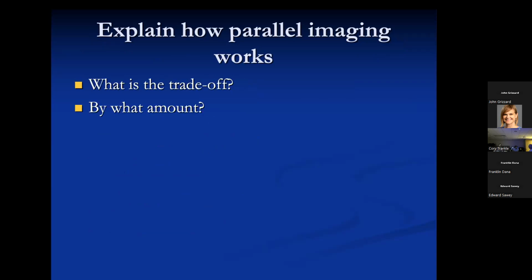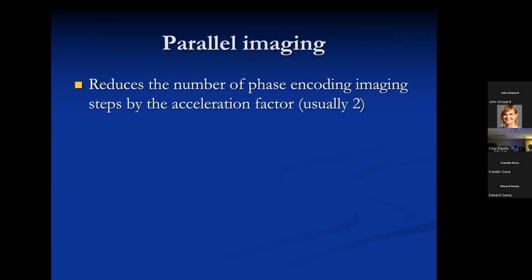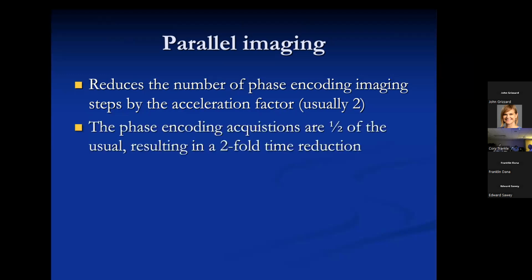What's the trade-off? Why not do it every time for everything? Why not do it with a parallel factor of 5 or something? So parallel imaging reduces the phase encoding imaging steps by the acceleration factor. Most times we're doing it with a factor of 2. Sometimes we go as high as 3 at 3T, because you'll see why you don't want to go crazy with this.